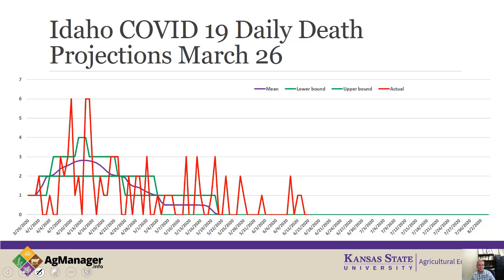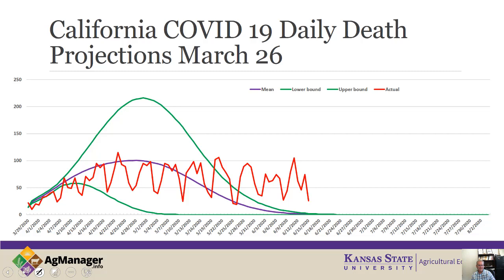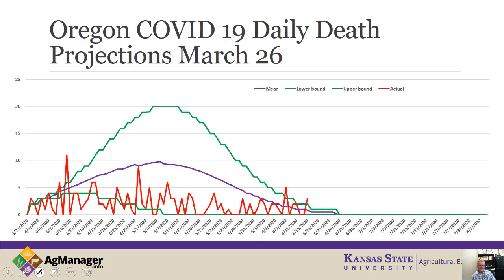Idaho is fairly flat. Nevada, fairly flat. California, perhaps a bit of a downward trend, perhaps flat, but again, they had been doing fairly well. In this period here, they just haven't seen the reduction that other states have had.